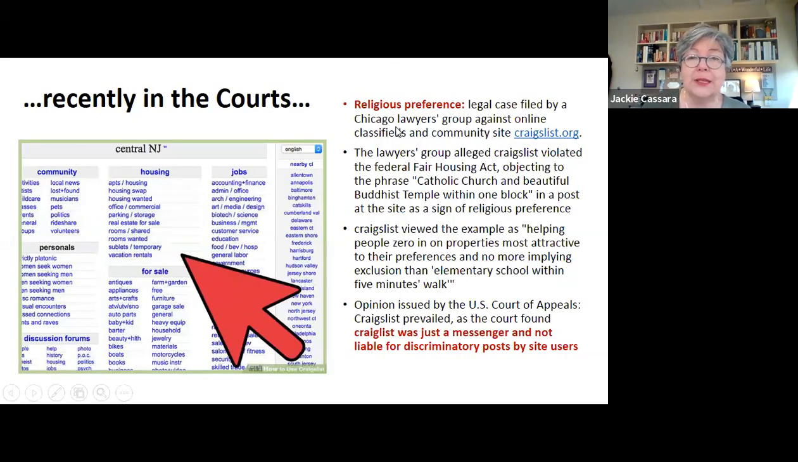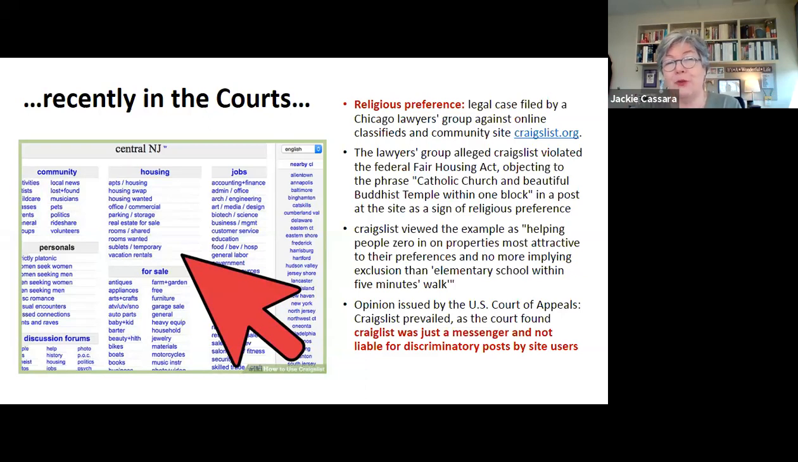This is actually something that you can take a look at in greater depth when I send you the PDF, just in the interest of time. This was something that came in a couple of years ago relative to Craigslist, where a group of lawyers in Chicago said that Craigslist discriminated by violating the Fair Housing Act, allowing ads that said things like Catholic church and beautiful Buddhist temple within one block in a post, and that was a sign of religious preference.